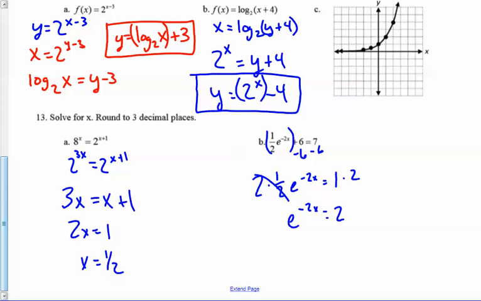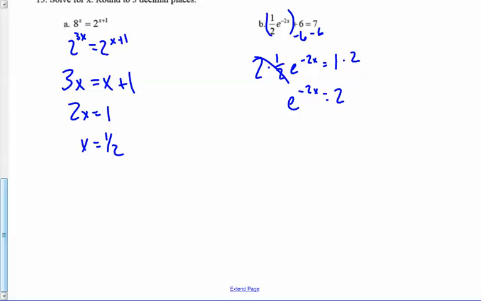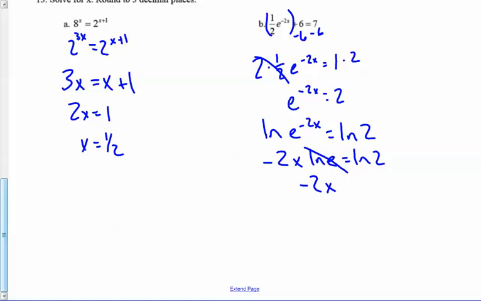So in this case, since I can't get a 2 into a base e, I will take the ln of both sides. So ln of e to the negative 2x equals the ln of 2. Well, that negative 2x comes to the front, so negative 2x times ln of e equals the ln of 2. Well, that's 1, so I get negative 2x equals the ln of 2, divided by negative 2, and x equals the ln of 2 divided by negative 2.